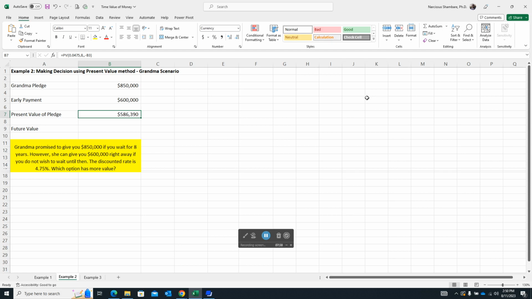Press enter. So here it's telling us that the present value of 850,000 as of today is actually 586,390. All right, so obviously this number is slightly lower than the early payment. But however, we still want to see what is the real value of the early payment.